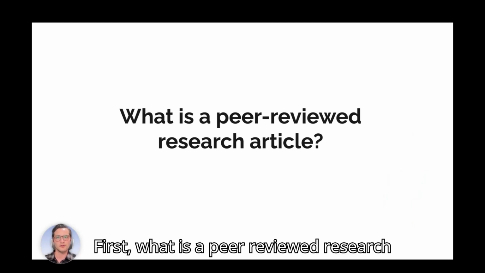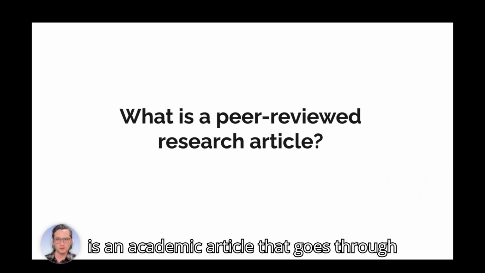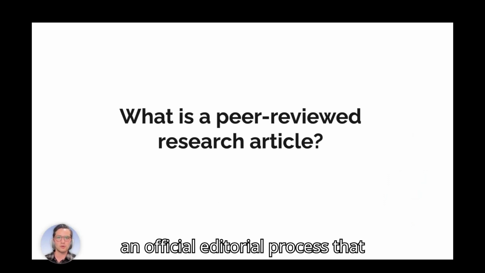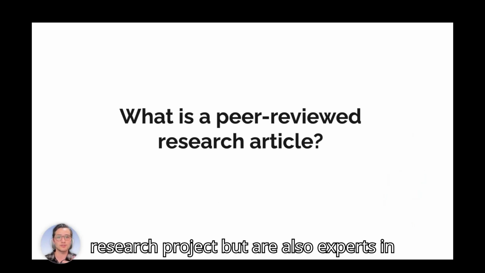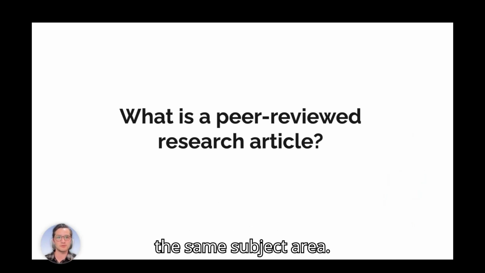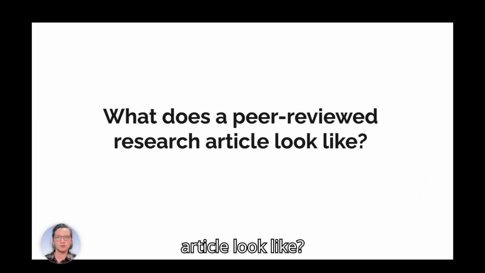First, what is a peer-reviewed research article? A peer-reviewed research article is an academic article that goes through an official editorial process that involves review and approval by individuals who are unrelated to the research project, but are also experts in the same subject area. So what does a peer-reviewed research article look like?